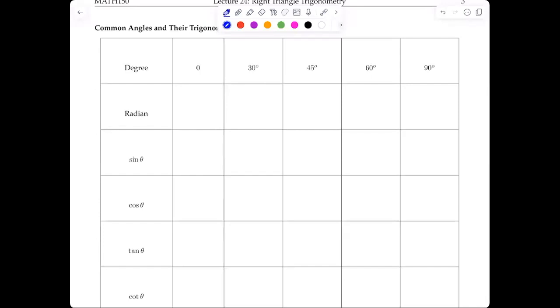So the first row is the degree angle. I want to convert that into the radian measure. So 0 degree corresponding to 0 radians, 30 corresponding to what radian? Pi over 6 radian. And again, if you don't remember how to convert that, go back to the last lecture and do the exercise on how to convert from one measure to another measure. Okay, so 30 degree is pi over 6, 45 degree is pi over 4, 60 degree is pi over 3, and 90 degree is pi over 2. Good. Got it? It takes a little bit of time. So here, the corresponding radian measure is 0, pi over 6, pi over 4, pi over 3, and pi over 2.